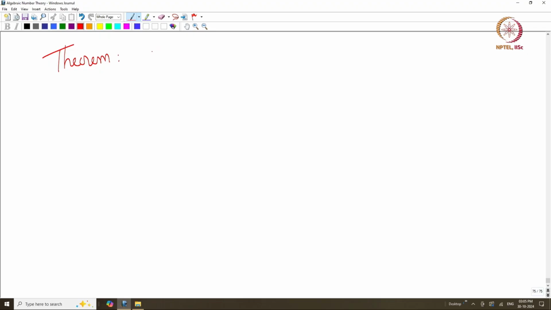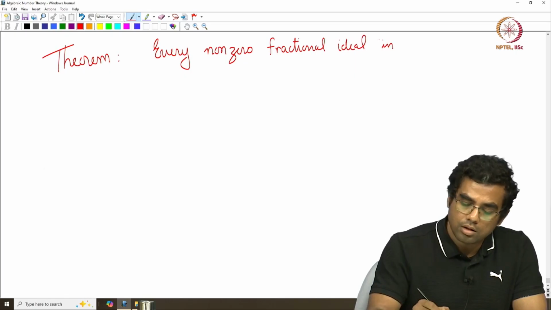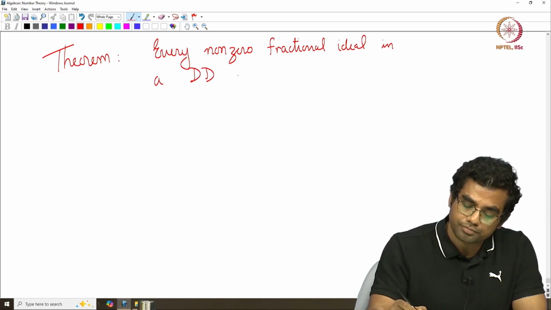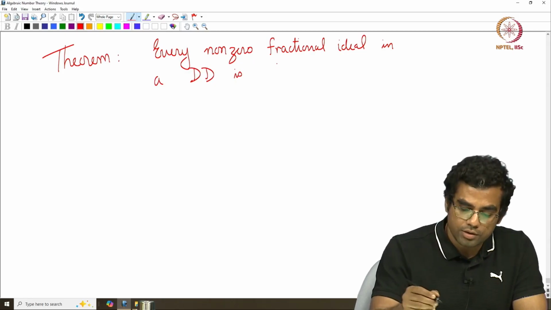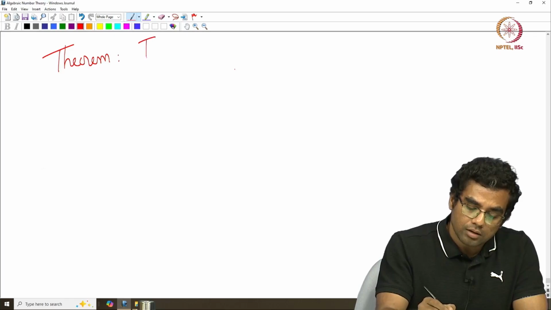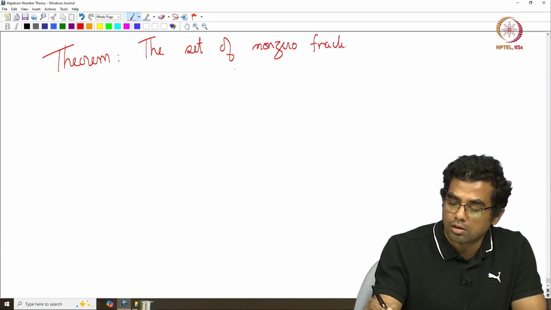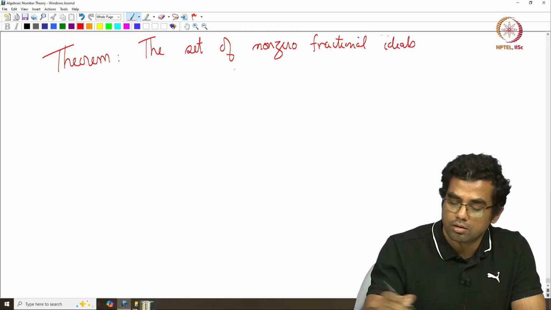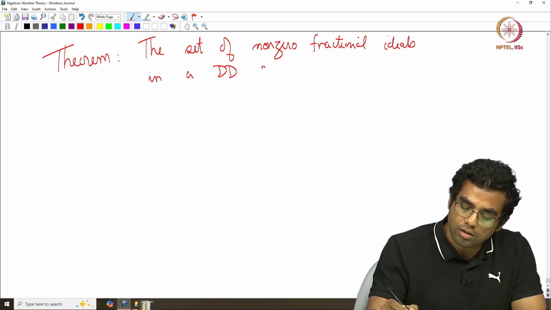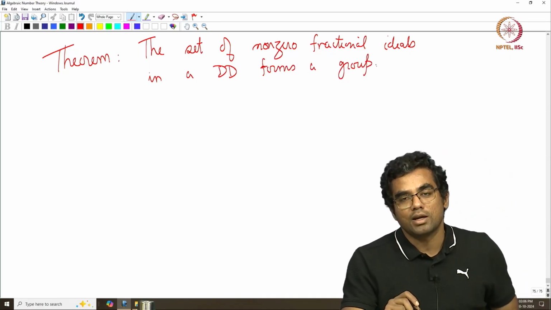Dedekind domains. It says that every non-zero fractional ideal in a Dedekind domain, actually let me state it slightly differently. So, it says that the set of non-zero fractional ideals in a Dedekind domain forms a group.